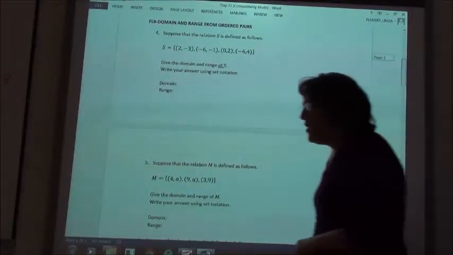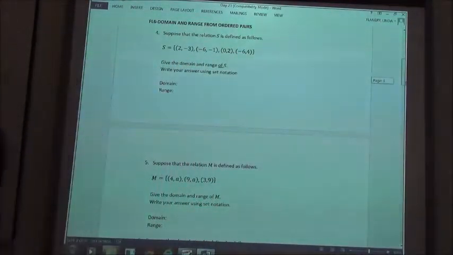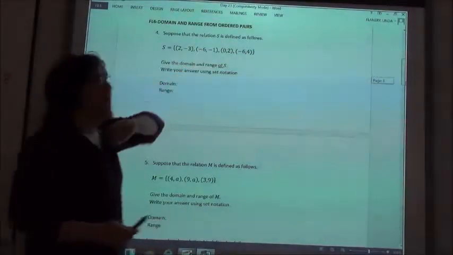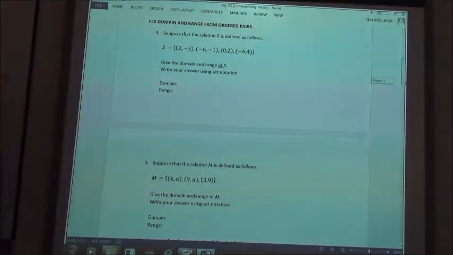Four, 5, and 6 are talking about domain and range. So they're getting into some fancy math words. It says, suppose that the relation S. Relation is just a fancy math term for a set of ordered pairs. So if they're talking about a relation, they're talking about a set of points, a set of ordered pairs. So we have a set of ordered pairs there. We've got 4 points in that set. They want us to give the domain and the range of S.